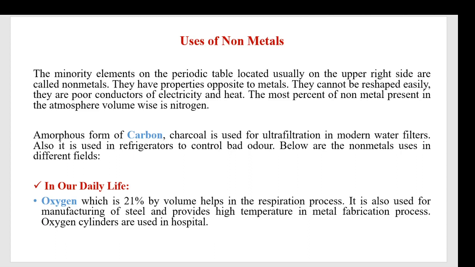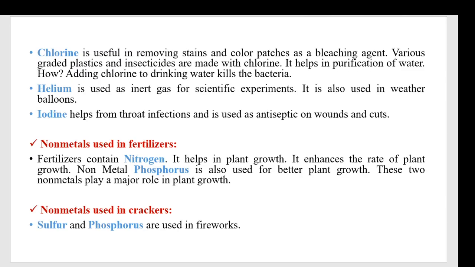The amorphous form of carbon, charcoal, is used for ultrafiltration in modern water filters. Also, it is used in refrigerators to control bad odor. Below are the non-metal uses in different fields. First of all, in our daily life, oxygen, which is 21% by volume, helps in the respiration process. It is also used for the manufacturing of steel and provides high temperature in metal fabrication processes. Oxygen cylinders are used in hospitals.